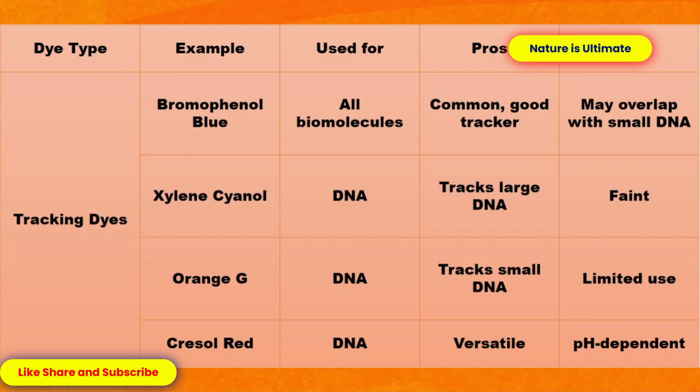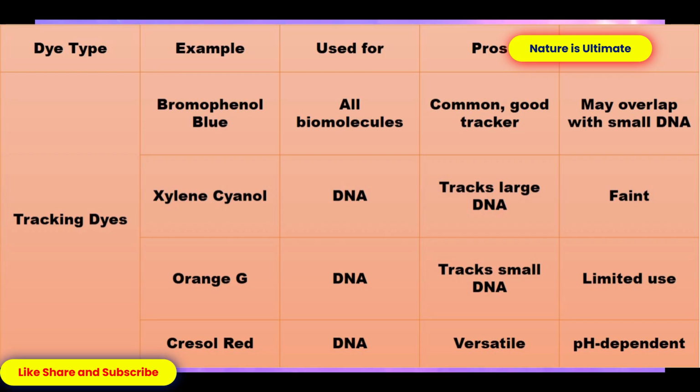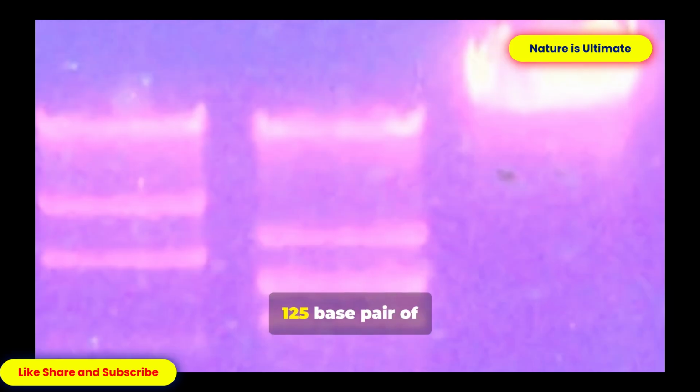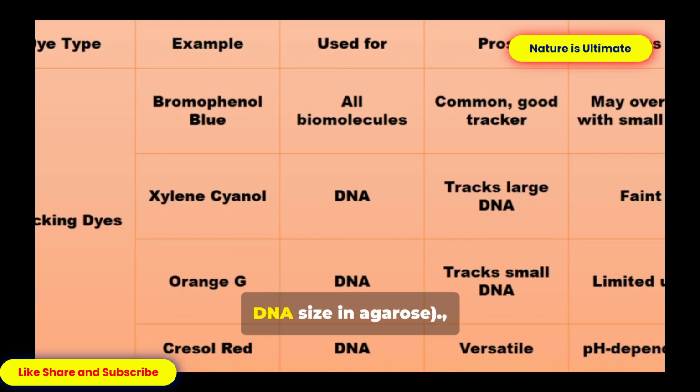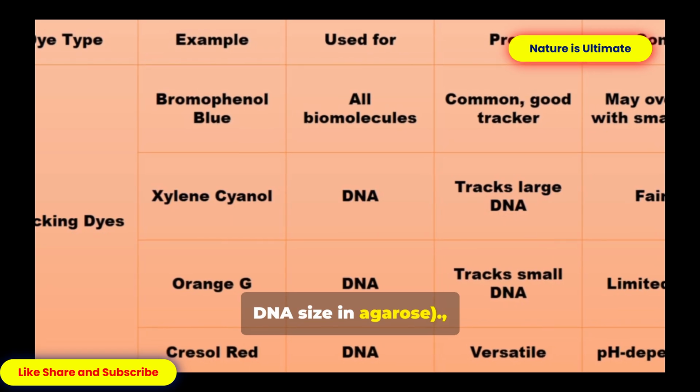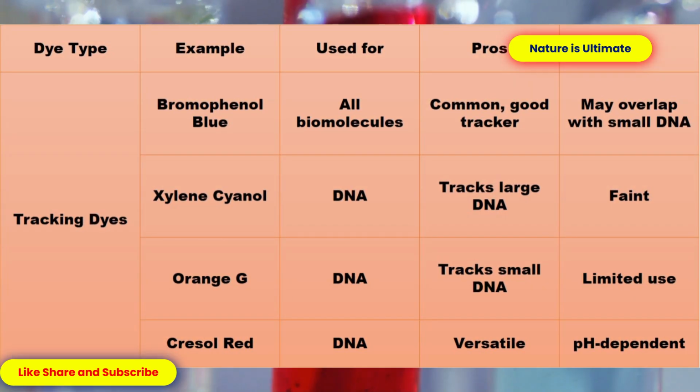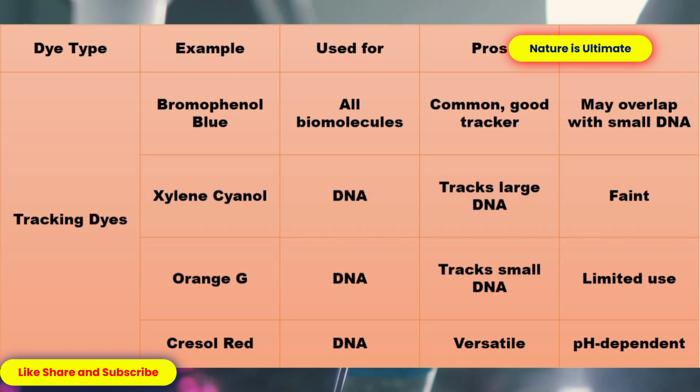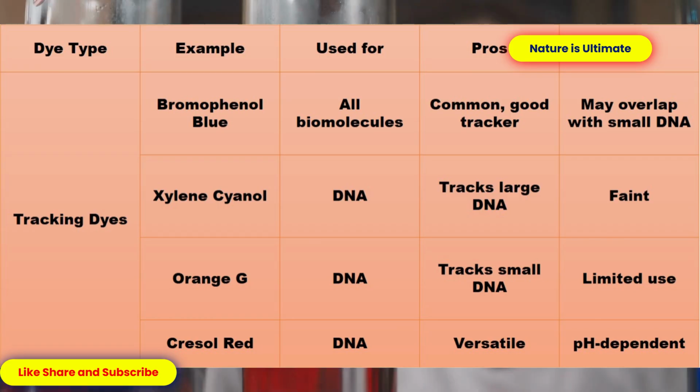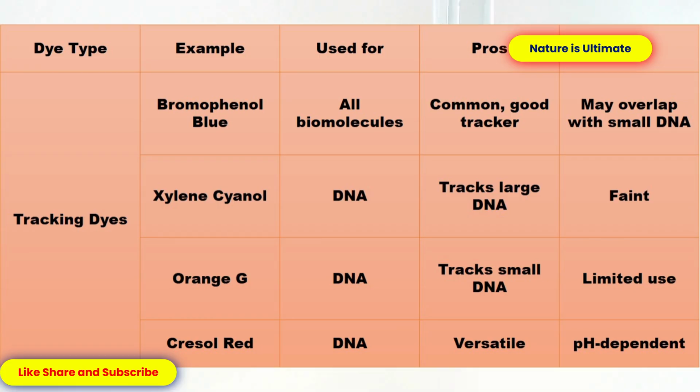Next is Cresol Red. Migration depends on buffer pH, often runs with medium-sized fragments, approximately 125 base pair of DNA size in agarose. Pros: provides an additional marker option, visible in colored gels. Cons: it is less common, can be affected by pH changes.